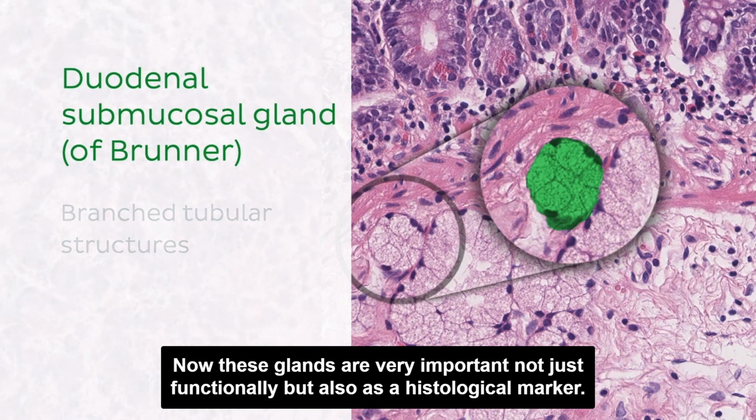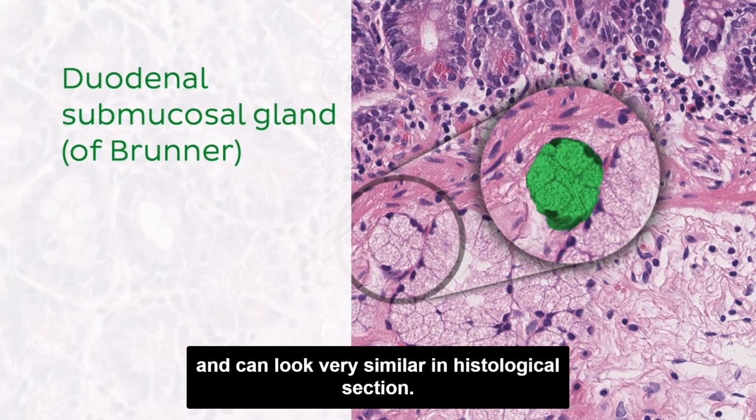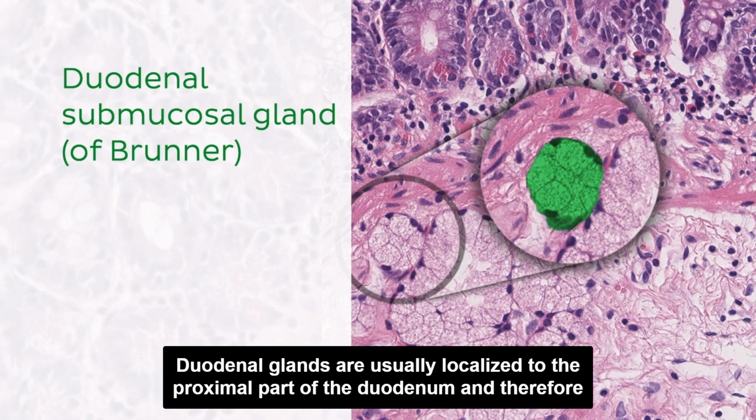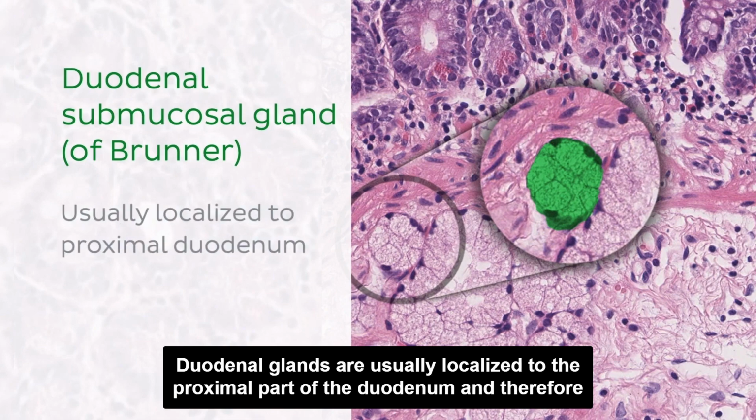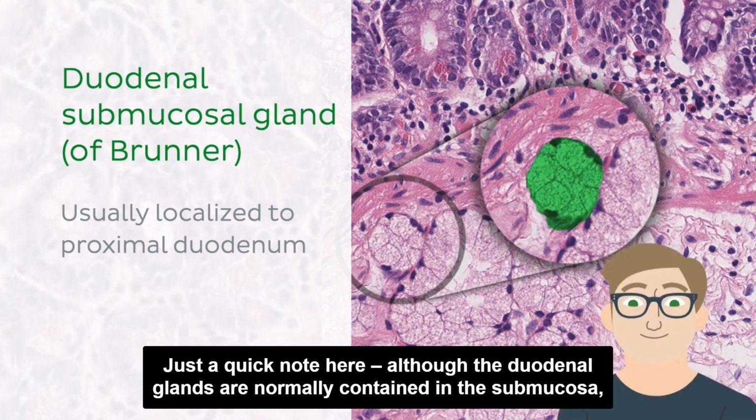Now these glands are very important not just functionally, but also as a histological marker. That's because all 3 parts of the small intestine have the same general composition and can look very similar in histological section. Duodenal glands are usually localized to the proximal part of the duodenum and therefore make it very easy to identify. Just a quick note here.